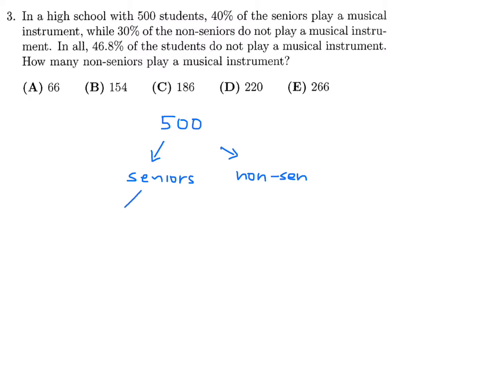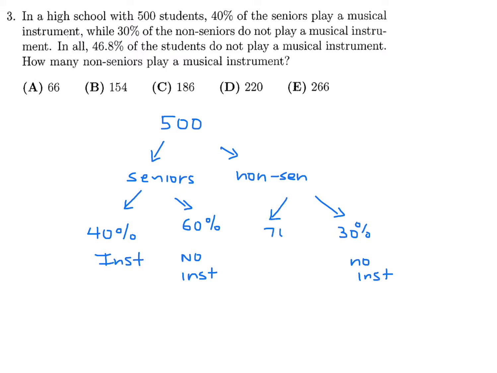So some of them are seniors and some of them are non-seniors. And then of the seniors, they're saying 40% play an instrument. And I guess obviously the other 60% don't play an instrument. And then of the non-seniors, they're saying that 30% do not play an instrument. So 30% no instrument. And then obviously the other 70% play an instrument. All right. So what else do we know? 46.8% of the students do not play a musical instrument.